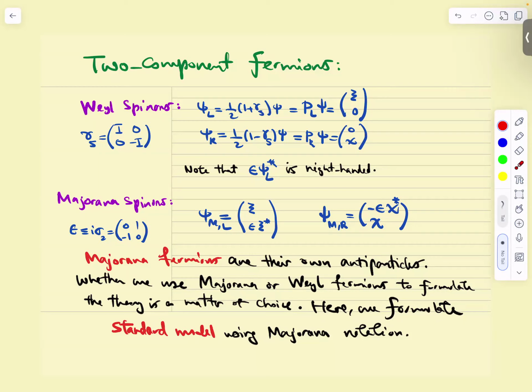So again, we're describing the standard model in the Majorana spinor notation. All right, questions? Questions about Majoranas and Weyl and all of that? Why didn't you use chiral formations?